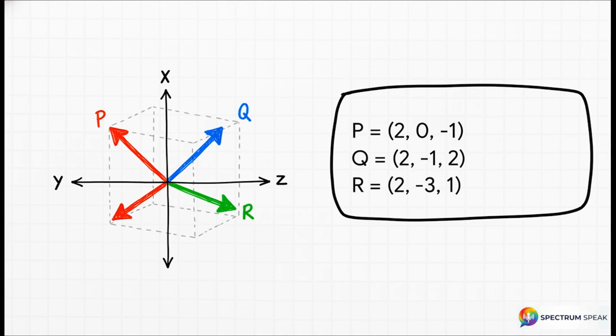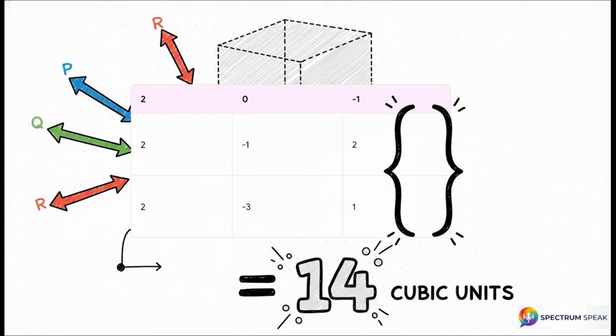And for that, we need our volume tool, the scalar triple product. So just like we talked about, we build our 3x3 determinant. We'll put the components of P in the top row, Q in the middle, and R on the bottom. Now we just have to crunch the numbers, and as you can follow along with the calculation on screen, boom, we land on a single scalar value, 14. That's it. The volume of the shape made by these three vectors is exactly 14 cubic units.